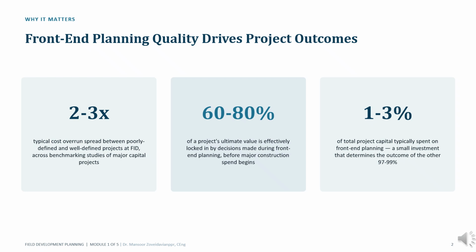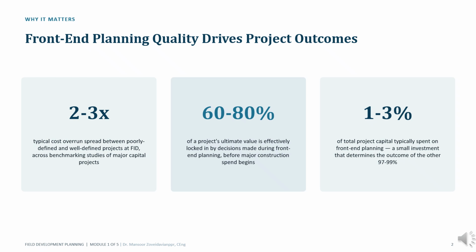One of the most important principles in field development planning is that project outcomes are largely determined long before major spending begins. The figures shown here illustrate that relationship. First, benchmarking studies consistently show a significant difference in cost overrun performance between poorly defined projects and well-defined projects at FID. The gap can be on the order of 2 to 3 times. The implication is clear. Definition quality matters.